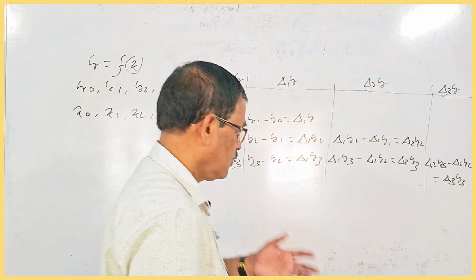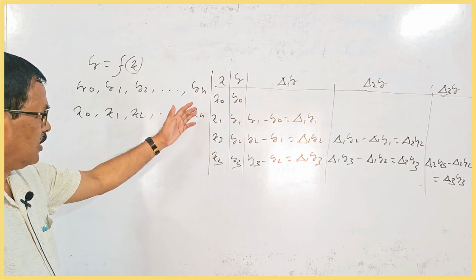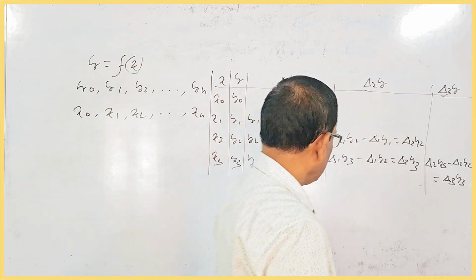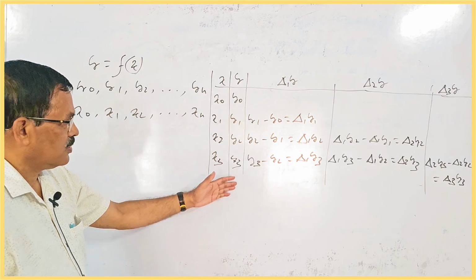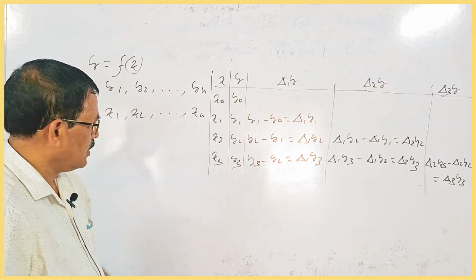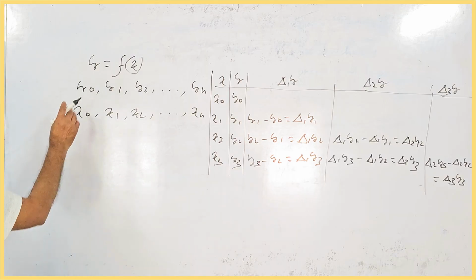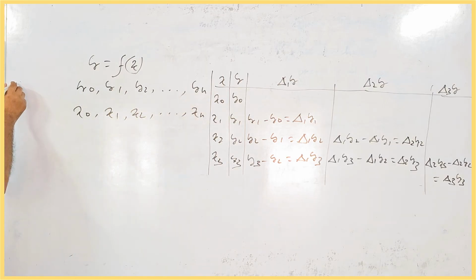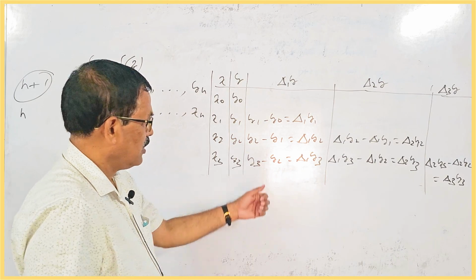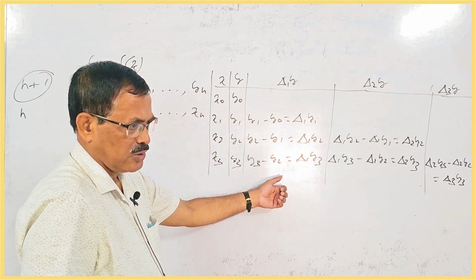So if we have 4 values, then we will get these 3 differences. In general, if we have n values, then we will get n minus 1 differences. So if we have n plus 1 values, say if it goes from y0 to yn, then in that case we will have n differences. So this is all about this horizontal difference table, and this table is used for doing interpolation.